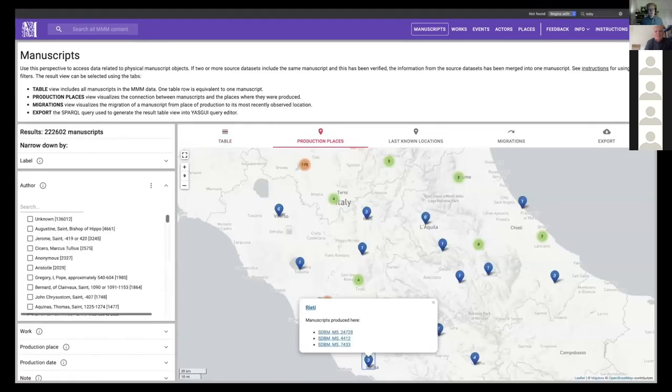So then we can see the production places of manuscripts based on selection. This is now showing places of all the manuscripts, so there's no filtering done on the facets. And you can see quite specific places, for example, in Italy, have produced many manuscripts.